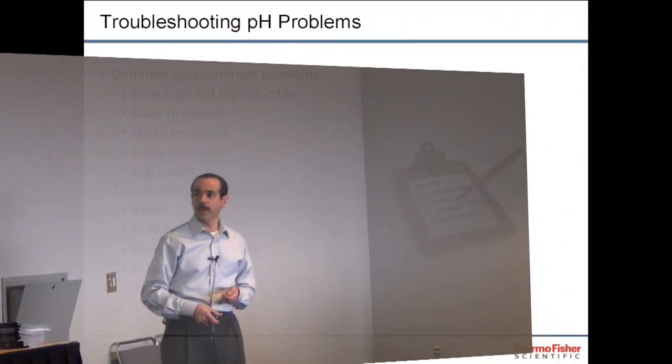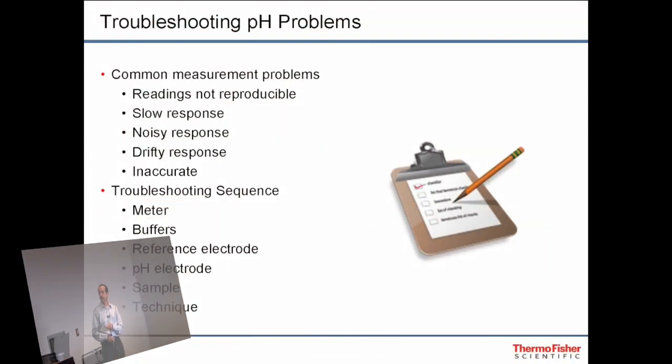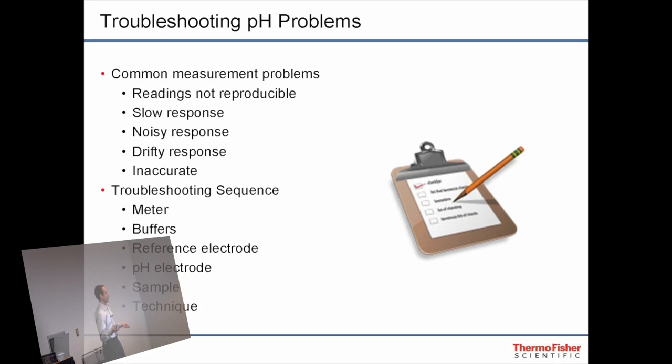So if you have a problem, usually it looks like a slow reading, or a noisy reading, or a drifty reading. What do you do? I always recommend that you start with the meter first. 98% of the time, your meter's going to be just fine. Meters last for years and years, but it's going to save you a lot of headaches if you start there first. Meters have a checkout procedure. I'll talk about it in a second. In about a minute, you can rule that out as a problem. So start with the meter.